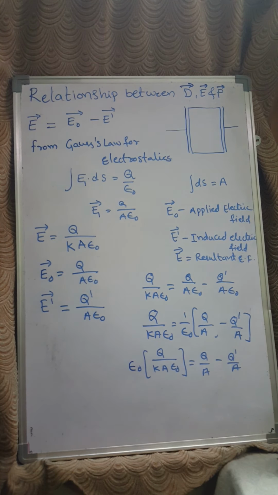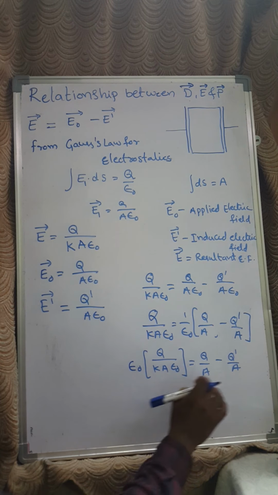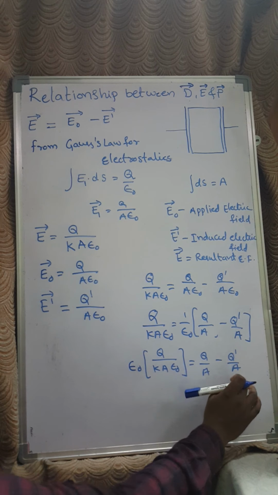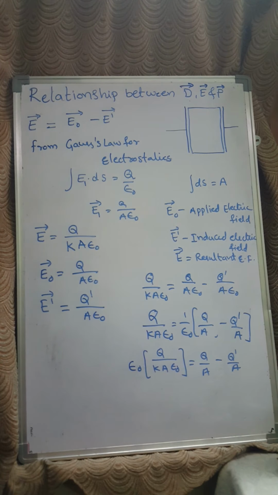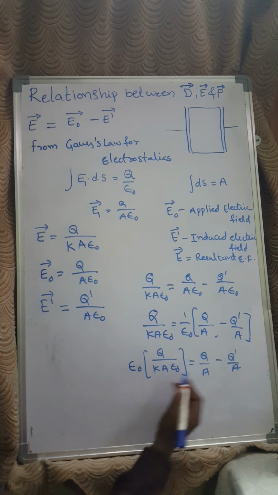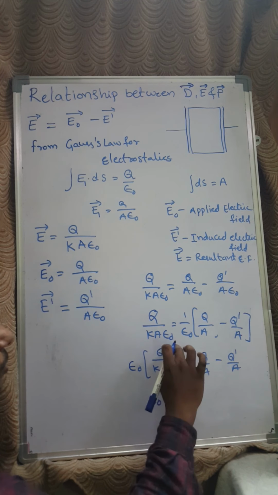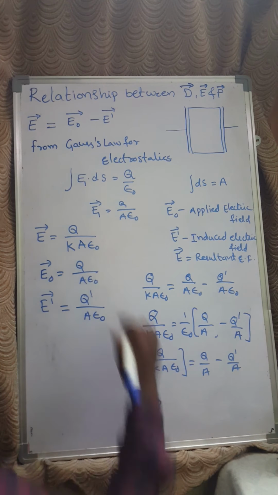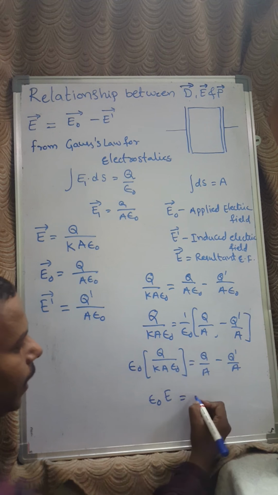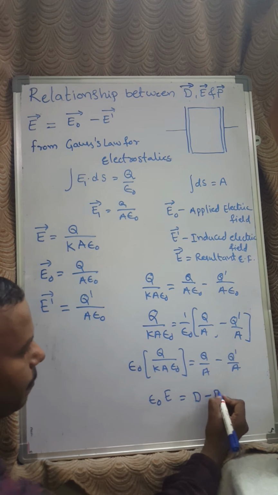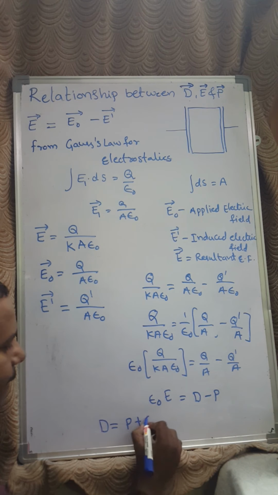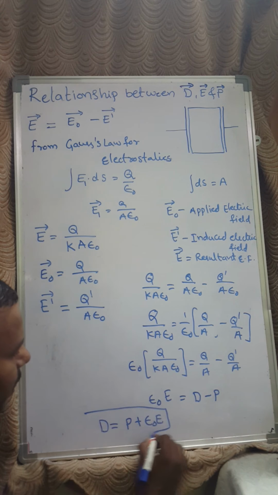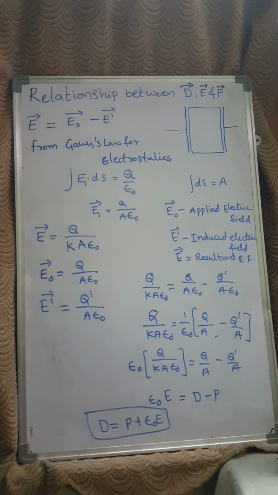Here we know that Q dash by A is nothing but the induced electric polarization vector P, and Q by A is nothing but the displacement vector D. So epsilon naught times Q by K A epsilon naught is nothing but epsilon naught times the vector E, which equals Q by A, the electric displacement vector, minus P. If I take this P to the other side, then I have D equals P plus epsilon naught times E. This is the relation between the displacement vector, polarization vector and electric field vector.